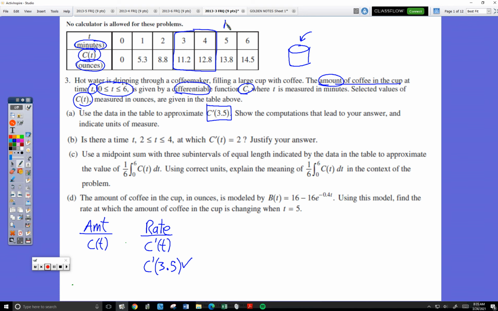So we're really using the mean value theorem. For this time block, I'm going to find the average rate of change of C, which is the same thing as the secant slope of C, for the time interval 3 to 4.